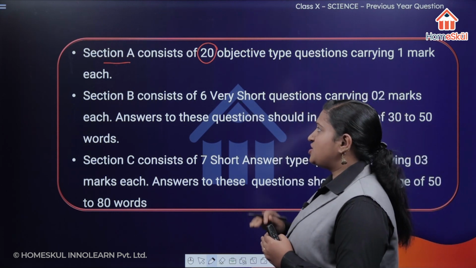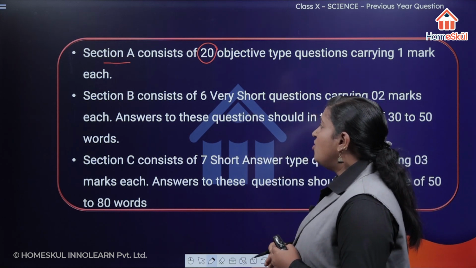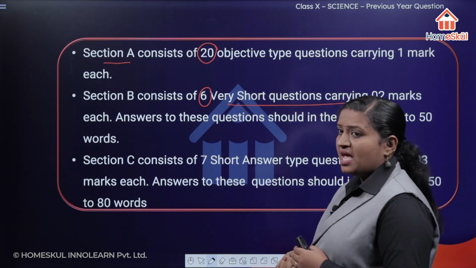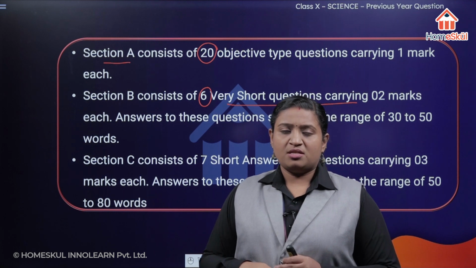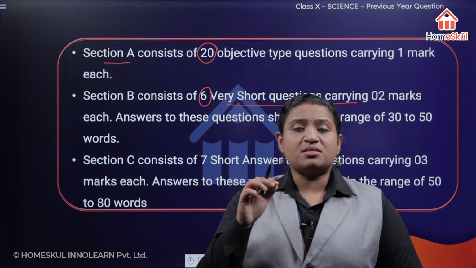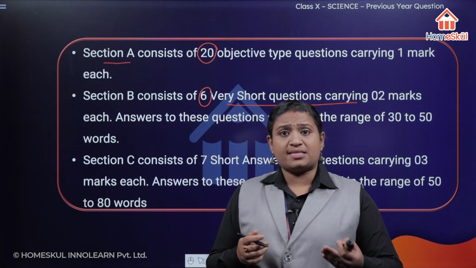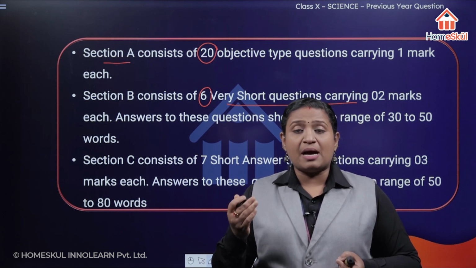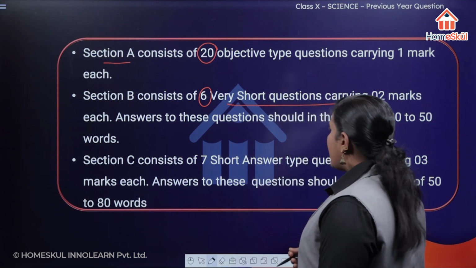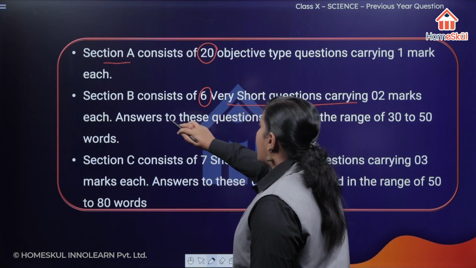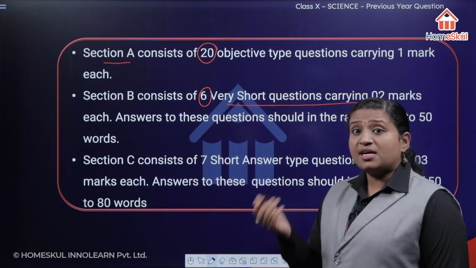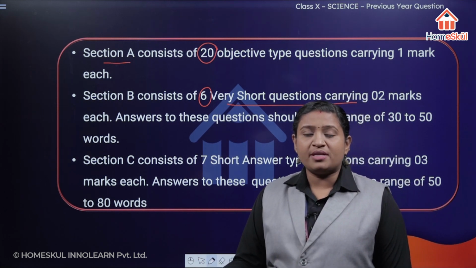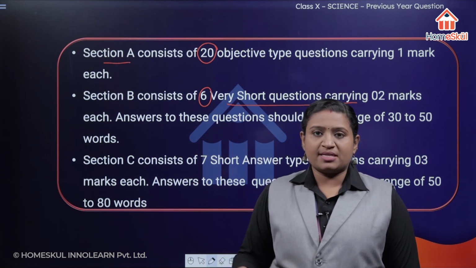And after this section, you will have section B where you will have 6 very short answer type questions and each question carries 2 marks. For the 2-mark question, the student is expected to write maximum 4 valid points. As per the demand of the question, you can write up to 4 valid points. And for 2-mark questions, the answers should be in the range of 30 to 50 words. You should not go beyond. If you go beyond that, what will happen? There won't be time for you to complete the 5-mark section and all.